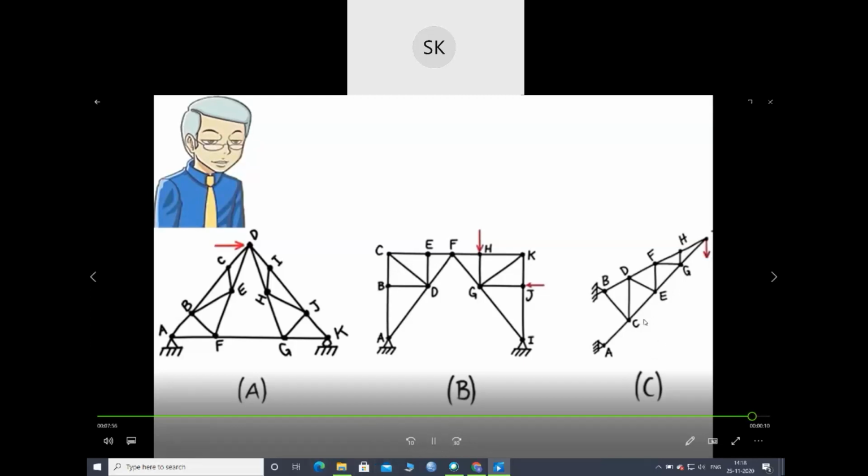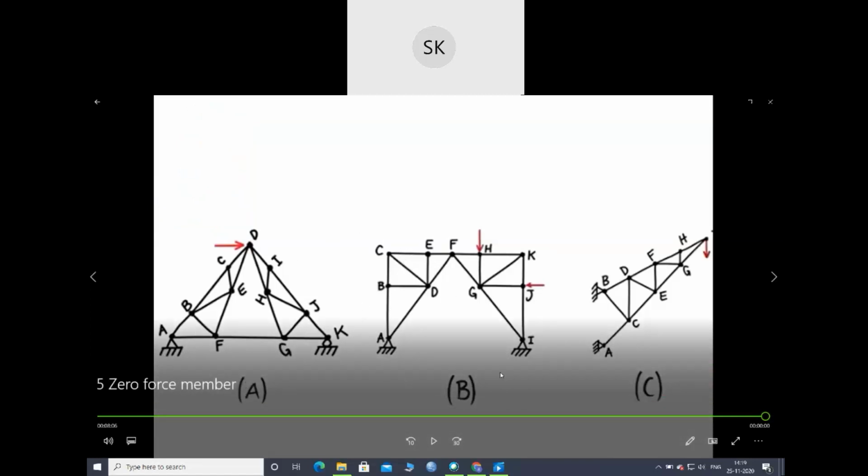So try to solve these three types of problems by yourself. Find out the zero force members by yourself. In this figure, A, B, C are the three examples. Try to find out your zero force members. Okay, now let's move to another topic.